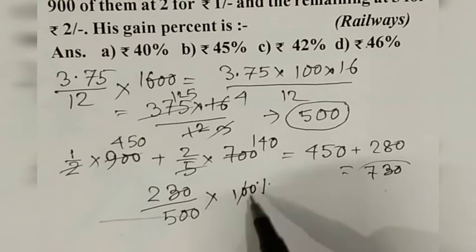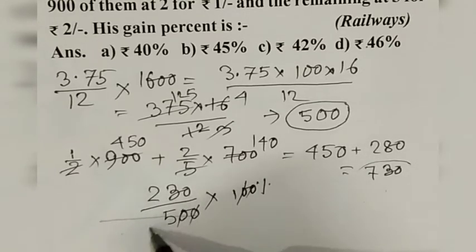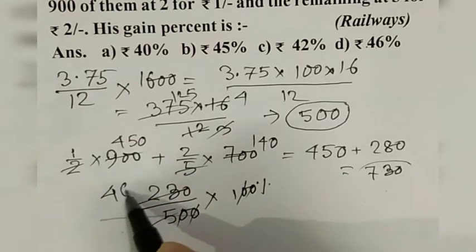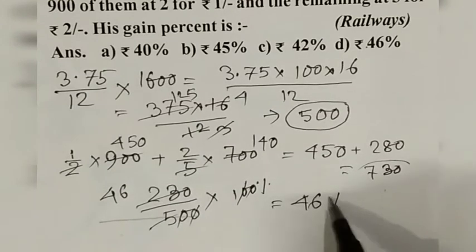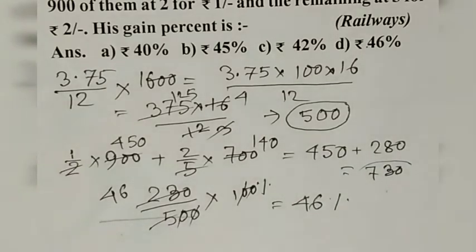Okay, 230 by 5 is 46. Answer is 46. Answer D. Okay.